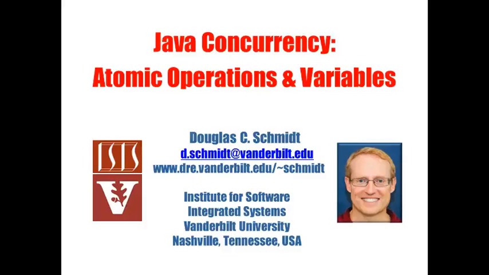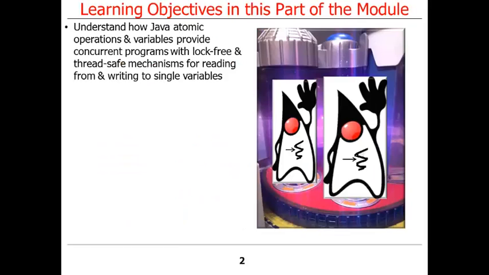Okay, so let's talk about atomic operations and variables. We're going to talk here about what atomic operations and variables are, and we'll also talk about how to program them correctly. This is a very low-level part of Java, but it's an important part of Java to understand, and more generally concurrency to understand, to motivate why we even need any of this stuff in the first place.